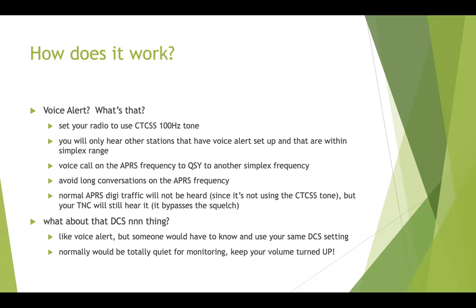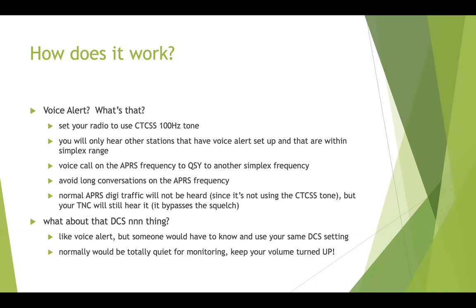So that's a way that you can find somebody local to you without having to know their frequency already, because everybody's going to be monitoring the APRS frequency. It's a national frequency. It's always the same. So if you hear an APRS packet, even though you have your CTCSS voice alert code set, then you will know that they are also using voice alert, and they should be able to hear you give a voice call.